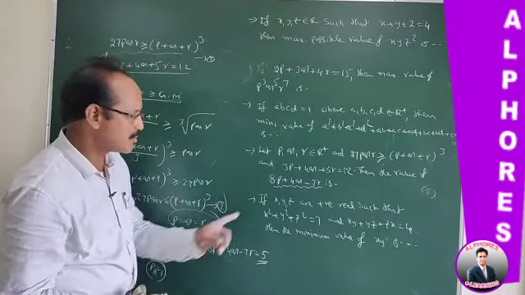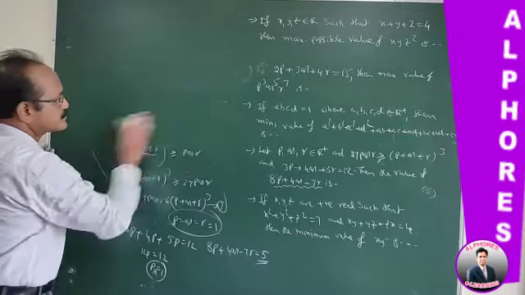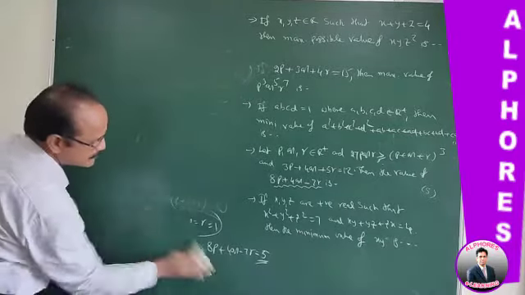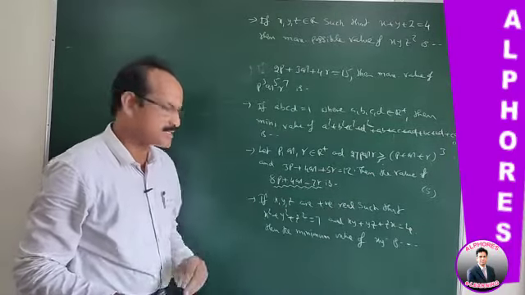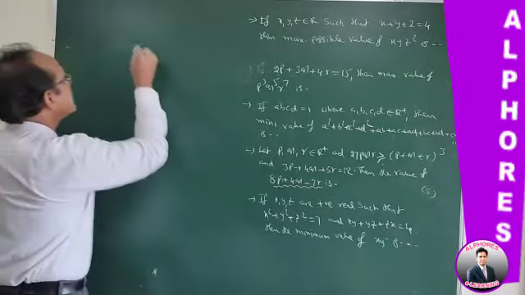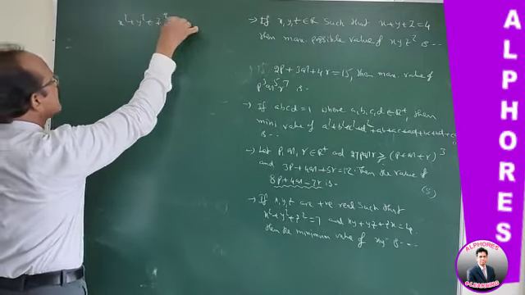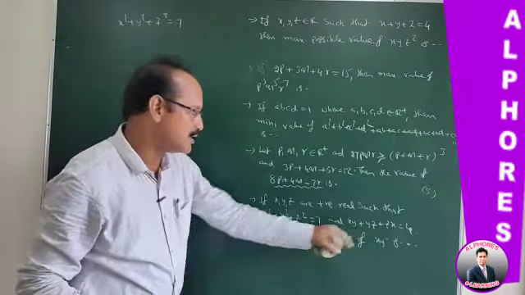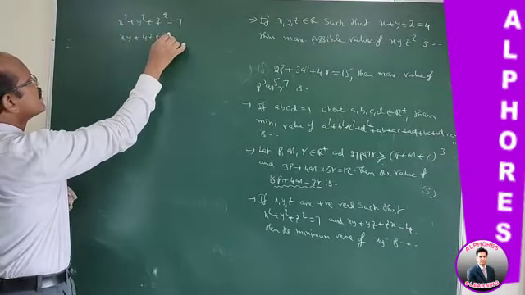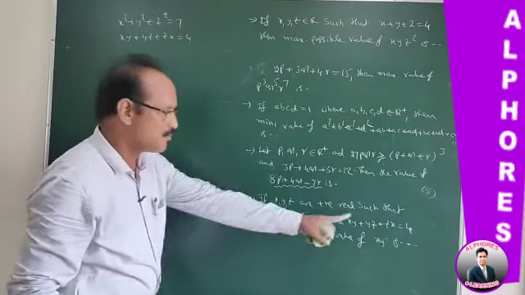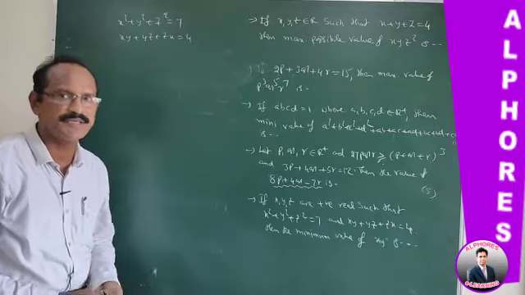Right. Coming to the last model. X, Y, Z are positive reals such that x square plus y square plus z square is given as 7, and the value of xy plus yz plus zx is also given as 4. Then the minimum value of xy is required.